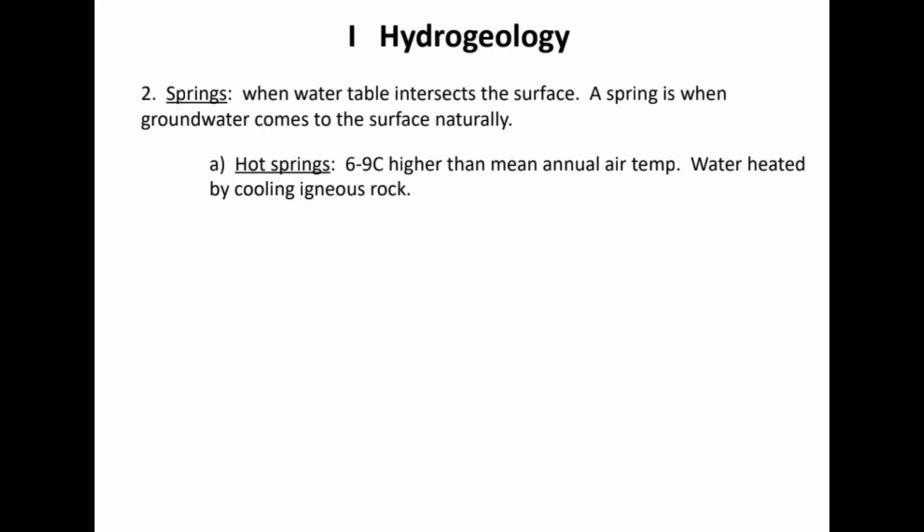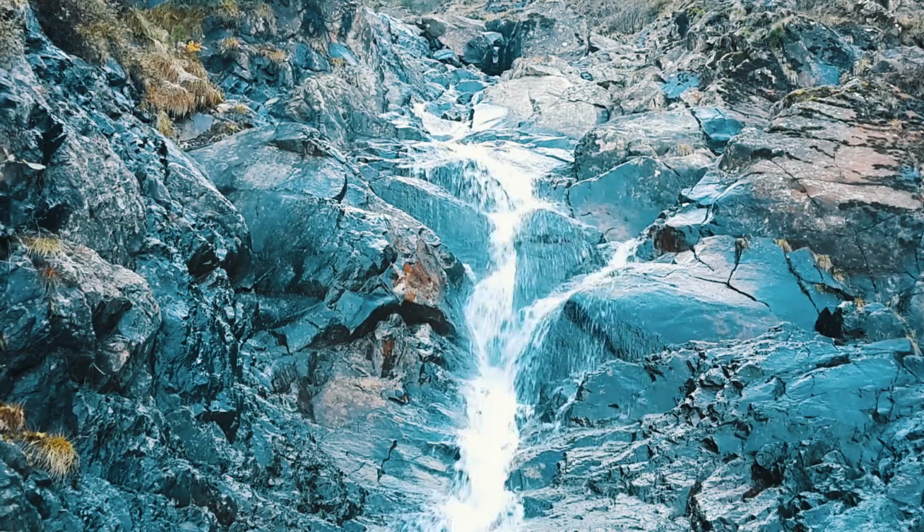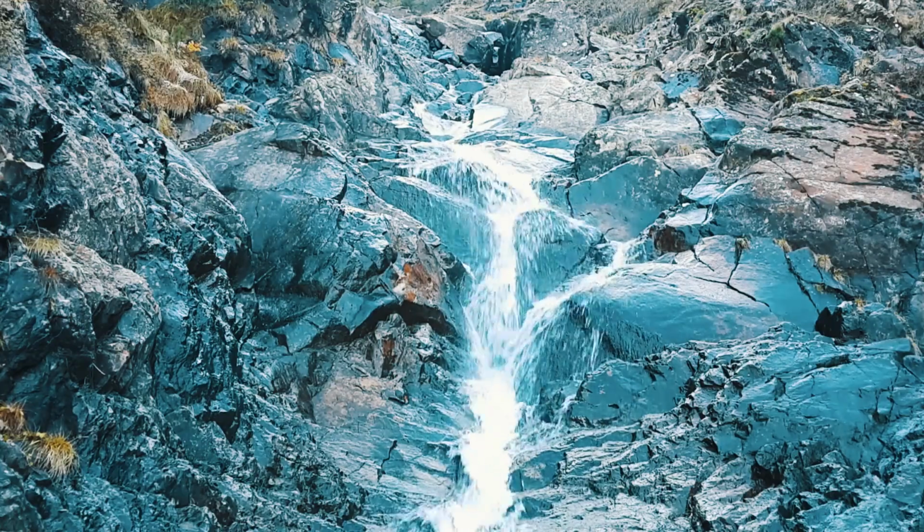Whenever you have the water table intersecting the surface of Earth, you get something called a spring. A spring is when groundwater becomes surface water, and it's really that intersection between the water table and the surface of Earth. A special type of spring is a hot spring.